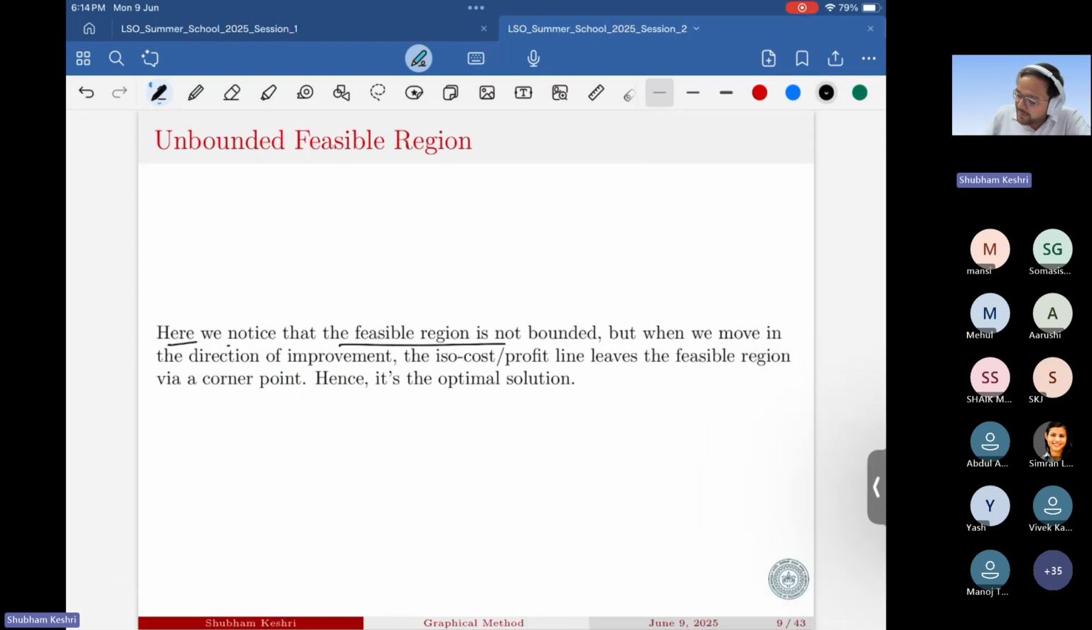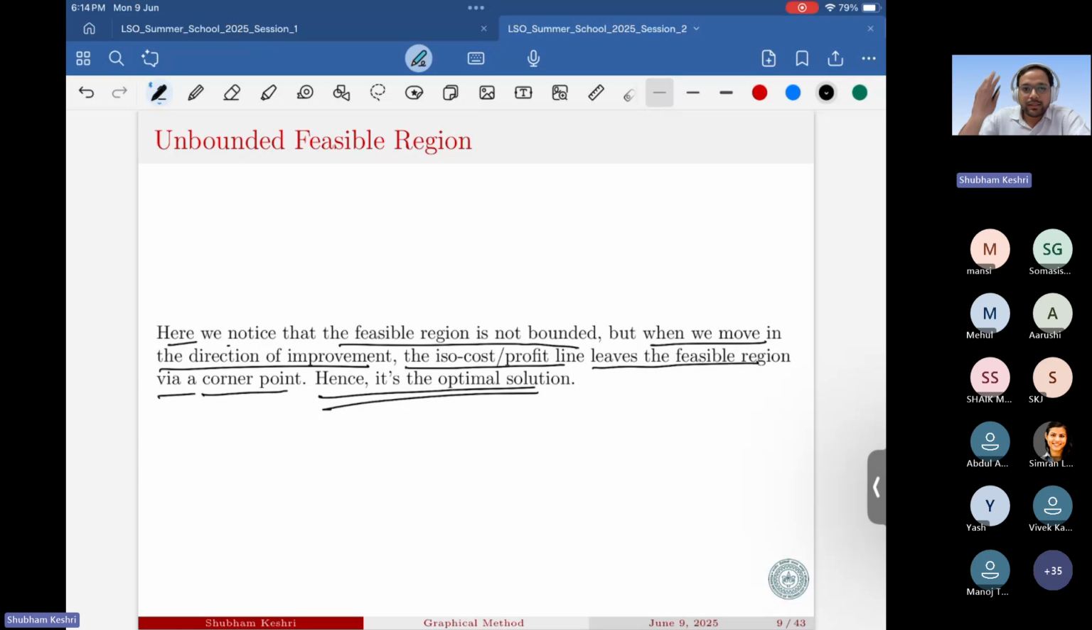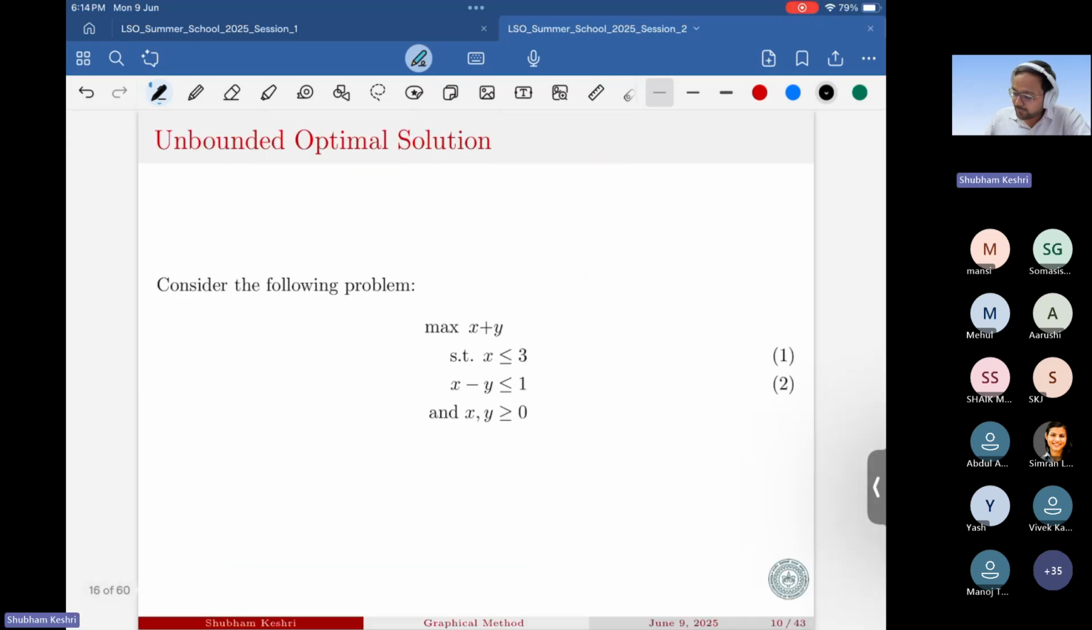Here we notice that the feasible region is not bounded. The feasible region is not bounded, but we move in the direction of improvement, and the isocost line or isoprofit line leaves the feasible region via a corner point. Hence, it is optimal. Since the isocost or isoprofit line is leaving the feasible region via a corner point, then we can say for sure that that point is the optimal solution for that problem, although the feasible region of the problem is unbounded. Okay.